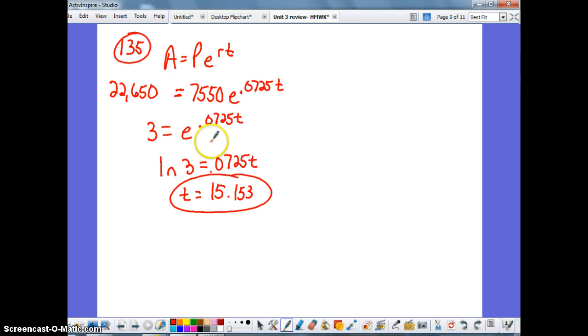Now you rewrite it. So this is exactly what we were just doing in those previous problems. You just had to fill it in the beginning. So you rewrite ln of 3 equals 0.0725t. Solve it, you get 15.153.